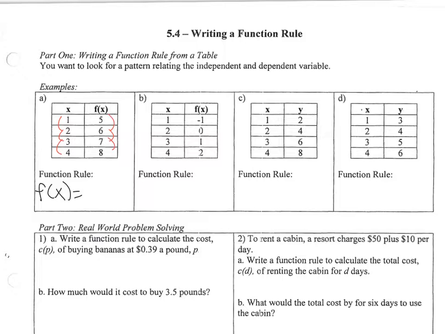Slope is change in the y, or the f of x, over change in the x. So every up 1 you go up 1 over here. So the slope is 1. That goes in front of the x value. So I can either write x or 1x.